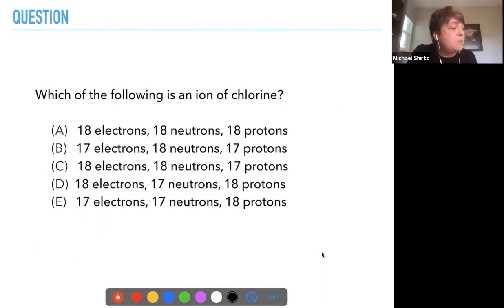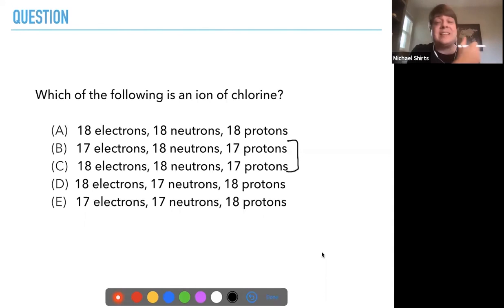Okay, next, which of the following is an ion of chlorine? Same idea. I'm giving you the number of electrons, neutrons, and protons, and you think about which one is an ion of chlorine. I'll pause. All right, so for this, if you don't have the periodic table memorized, who has the periodic table memorized? I don't know. You look up the periodic table and you see that chlorine has an atomic number of 17. That means it's got 17 protons. It's got to be one of these two.